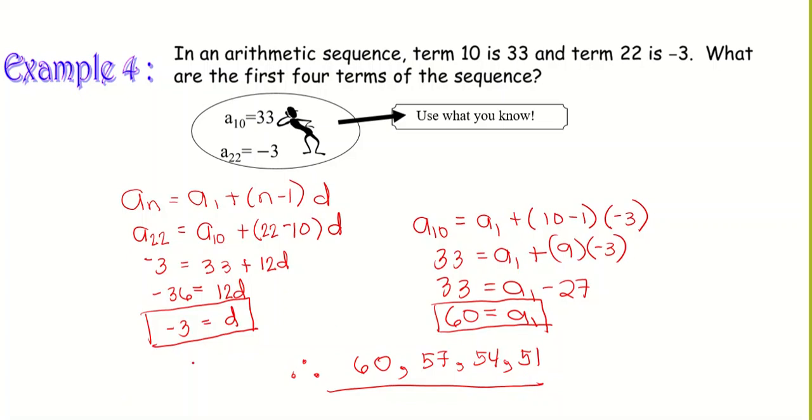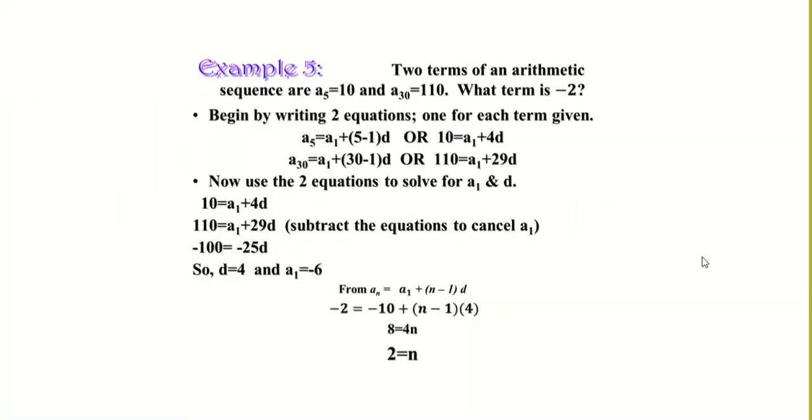Notice that if your common difference is negative, your sequence is decreasing. If your common difference is positive, your sequence is in an increasing trend. Okay? So we'll have another example.